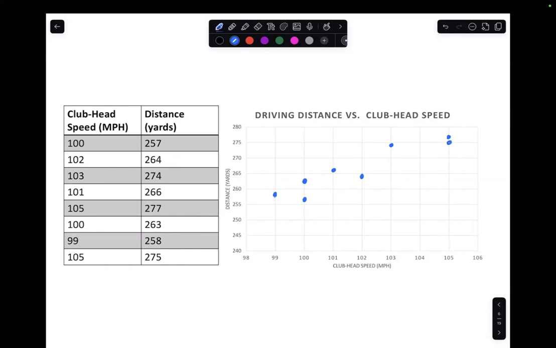All right. So as you can see here, once again, as the club head is going faster, my distance is also going farther. Logically, it makes sense. Of course, if I swing the club head faster, then the ball is going to fly farther. It's kind of silly to even think that it wouldn't. So this is my scatter plot. We're going to do so much fun stuff with this after.